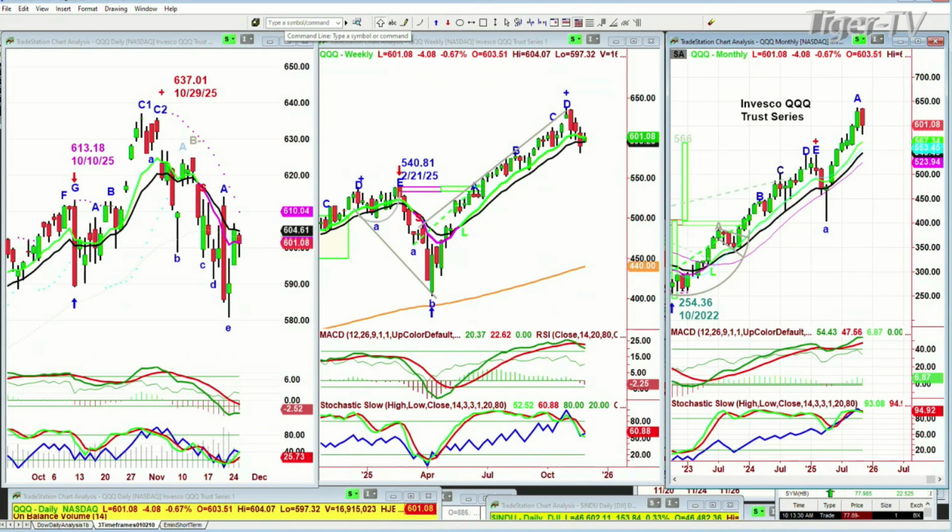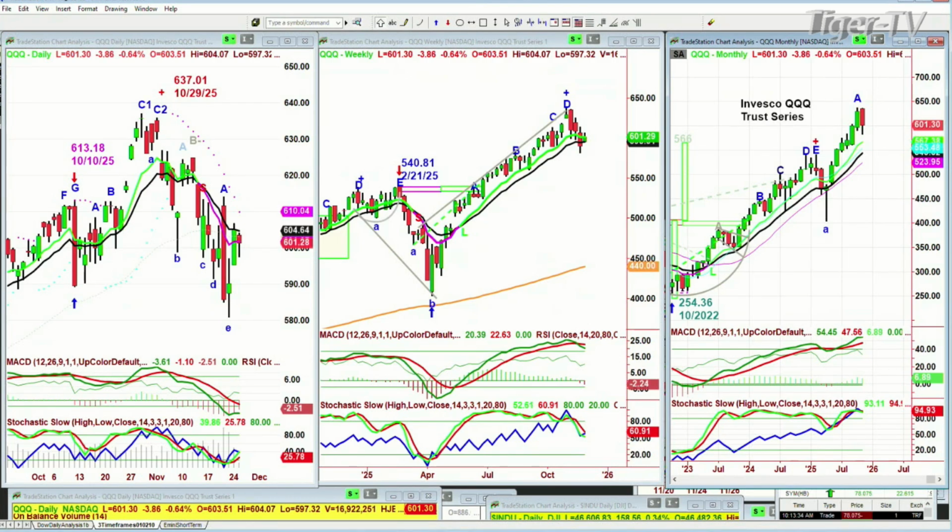QQQ, very weak today. Trying to come back, but it's still down almost 4 at 601.30. To get the MACD positive, the stochastic is only at 25%, to get the relative strength, which is trying to rally, to get the 9-period exponential moving average to turn green, this is a work in progress. It's not going to be just a few days into Friday unless we have a spectacular move up in the next few days. To me, this is a work in progress.